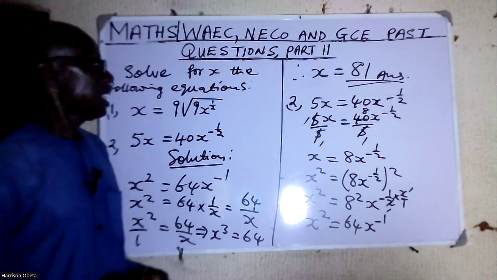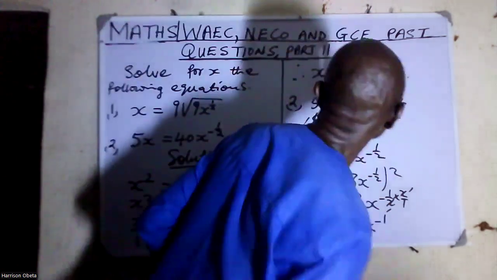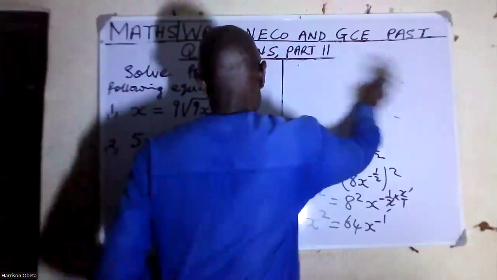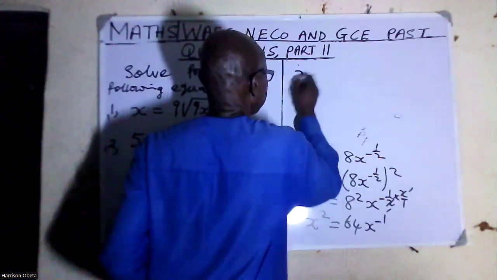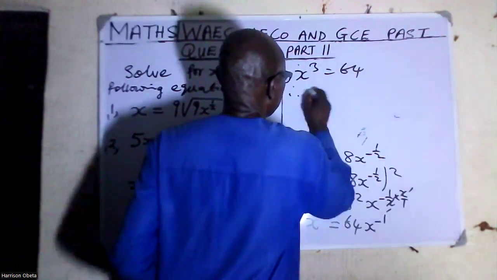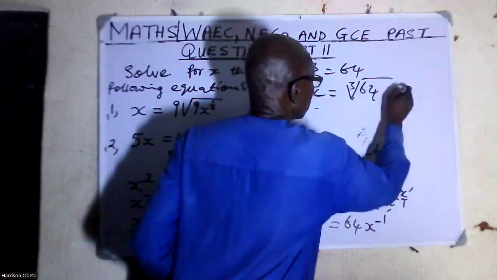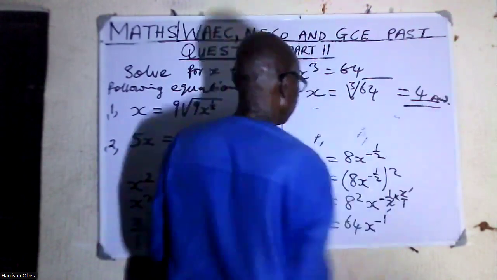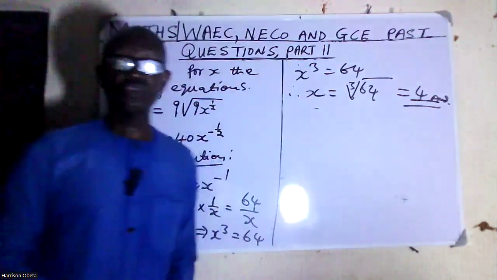So coming back here, we now bring this up. So if x raised to the power 3 is 64, therefore x is equal to cube root of 64, which is equal to 4. And that is the answer to question number 2.